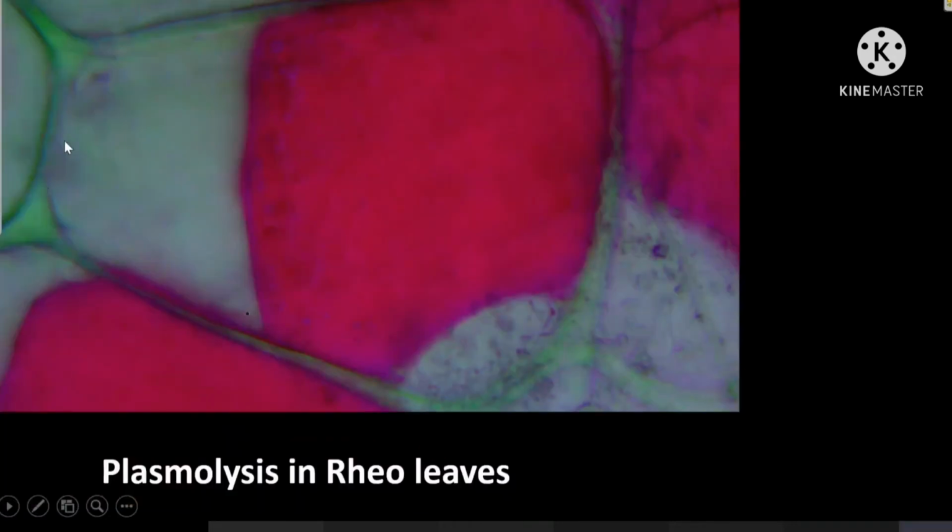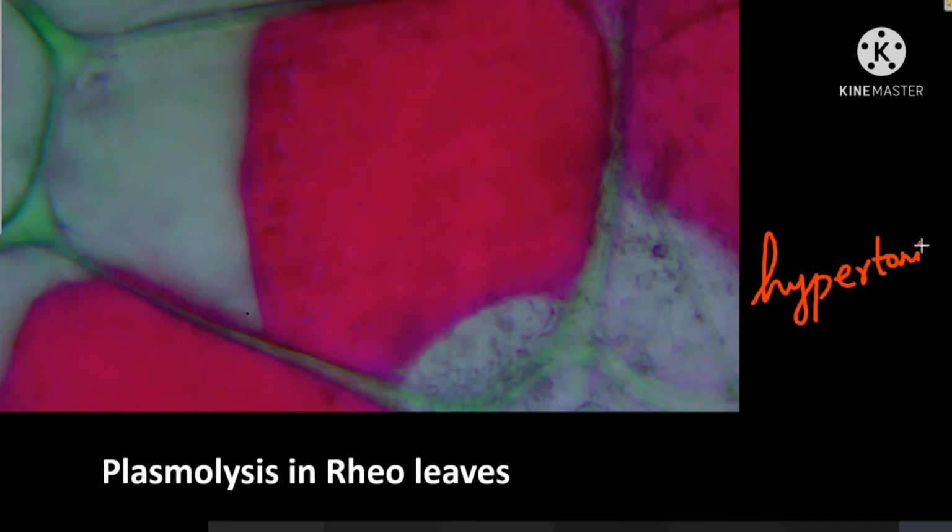You see this and tell me, this is the picture of plasmolysis in Rhoeo leaf. You have to tell me which solution was poured on this. Hypertonic, ma'am. Hypertonic. Very good. Hypertonic solution was poured on the Rhoeo leaf. That's why you can see plasmolysis took place.